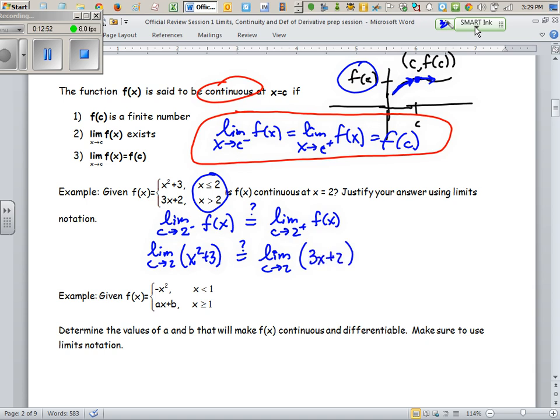Yes, after writing this, go ahead and plug in the 2's. Is 2 squared plus 3 equal to 3 times 2 plus 2? And the answer is no. Not equal.